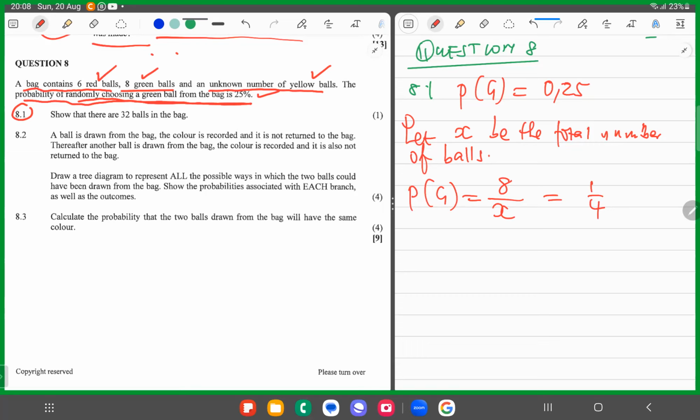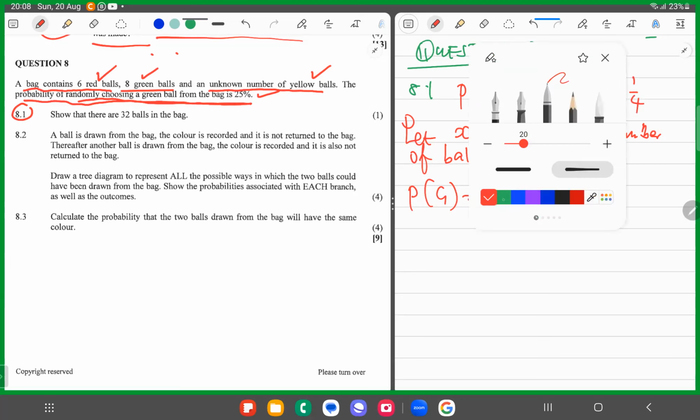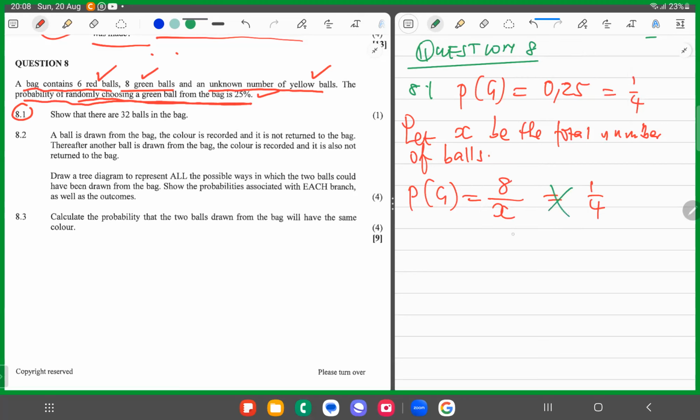1/4. 25% is 1/4. So if you perform cross multiplication, you have 8/X = 1/4, so 8 by 4 is equal to X, which means X is equal to 32. The number of balls is 32, because they show that there are 32 balls in the bag. So obviously, the total number of balls is 32.